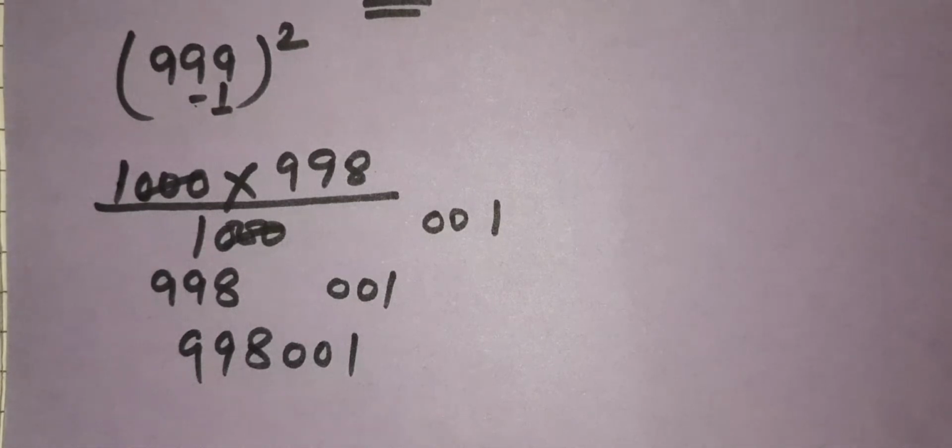So this is our second trick. By the second trick, we also calculate the square of 999. You can see the answer is the same. Answer will remain the same. Okay, students, hopefully you also enjoyed the square of a 3-digit number in this video.